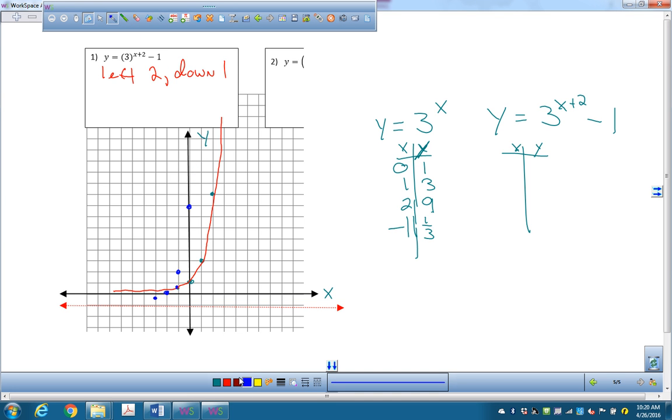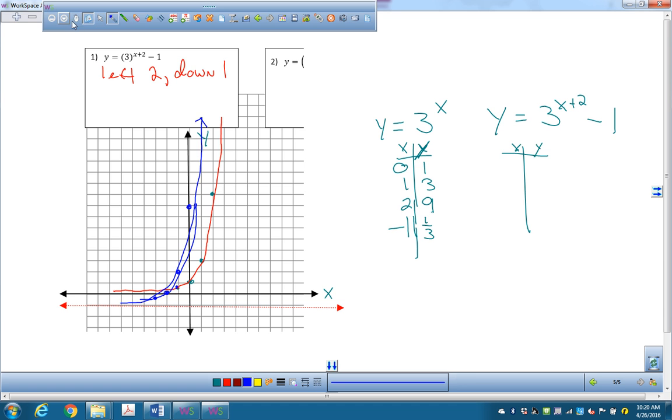And this one, what color should I make it? We'll make it blue. So the new graph looks something like that, all right? Okay, so back to it. Do you understand what I just did? All those points get shifted left 2 and down 1.